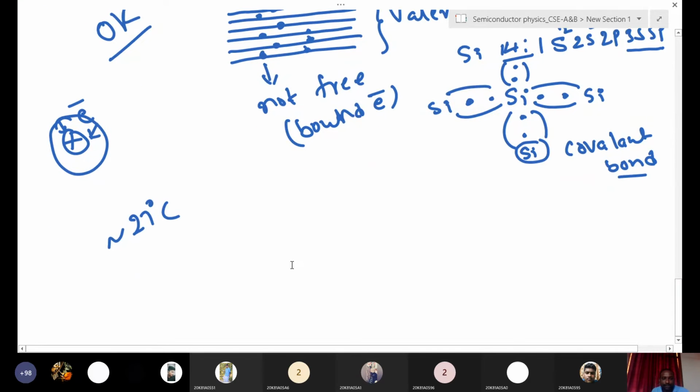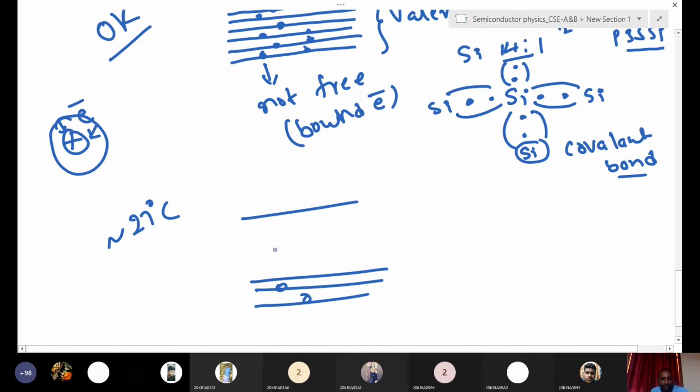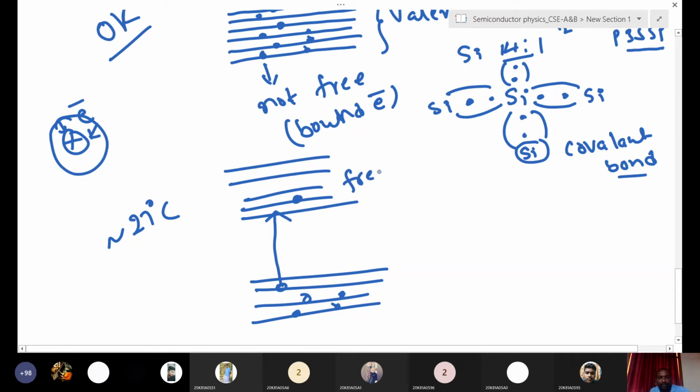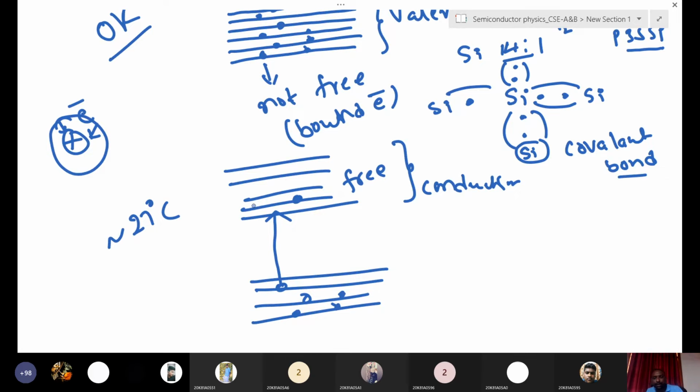Once these electrons get some energy, the bound electrons in the valence band will jump into the conduction band. In this conduction band, whatever electrons came from the valence band are free. That's why we call this band the conduction band. The electrons available in the conduction band are useful for current flow or conduction.